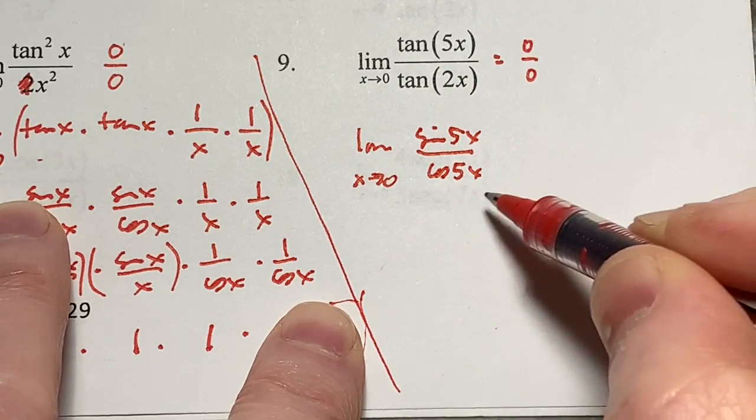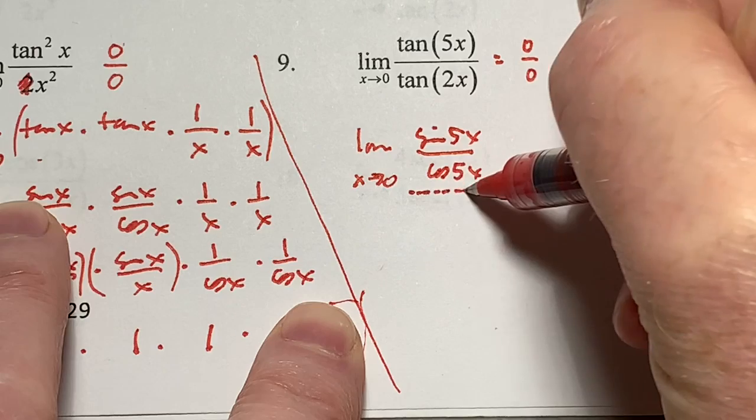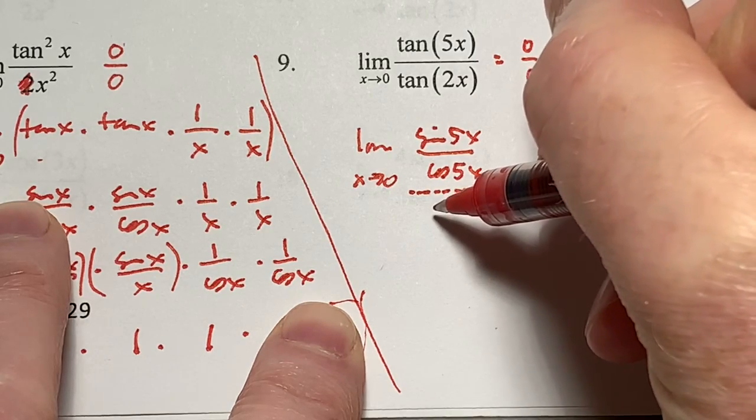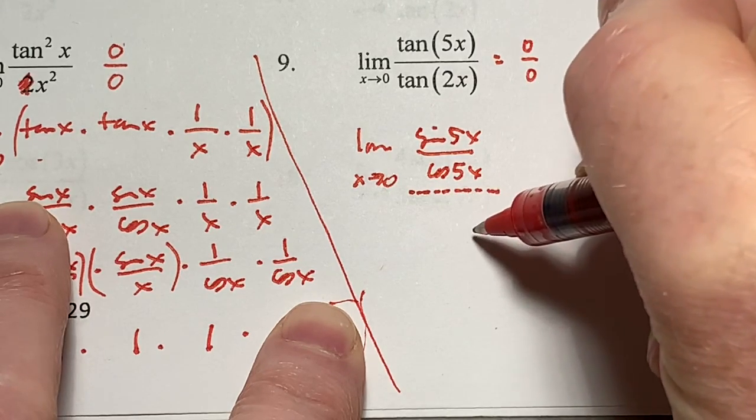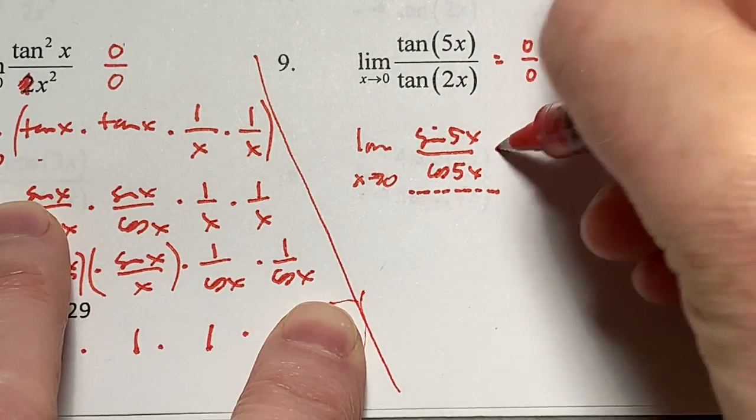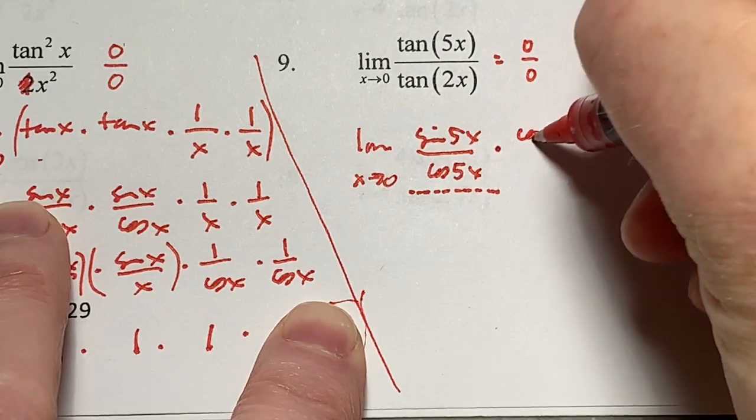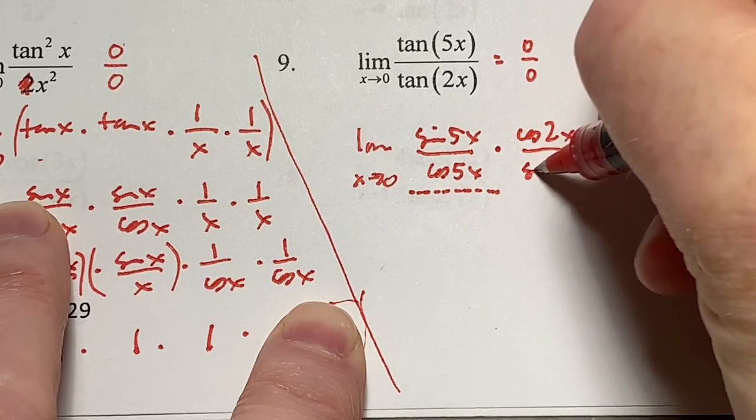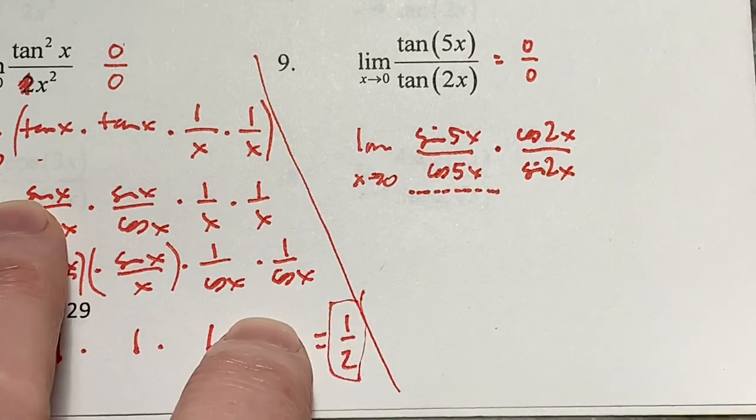And then the tangent on the bottom, I could, if I wanted to, put it on the bottom and write sine of 2x over cosine of 2x. But I'm just going to take that fraction that I would have written down here and multiply it by the reciprocal. And that gives me cosine of 2x times the sine of 2x.